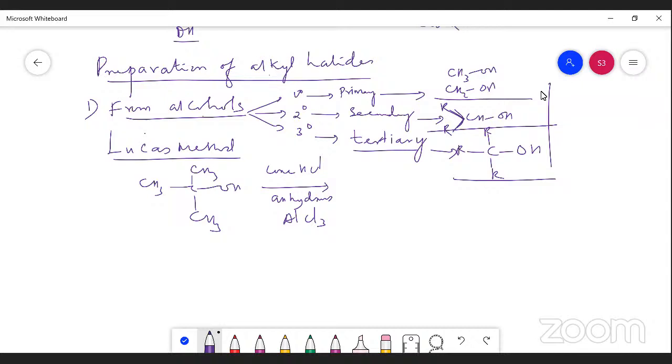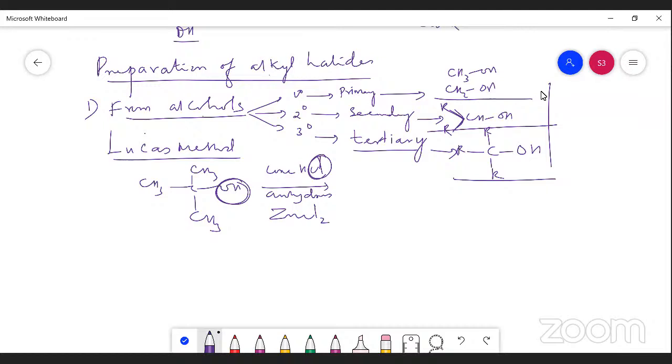zinc chloride as a reagent. Anhydrous zinc chloride, ZnCl2.